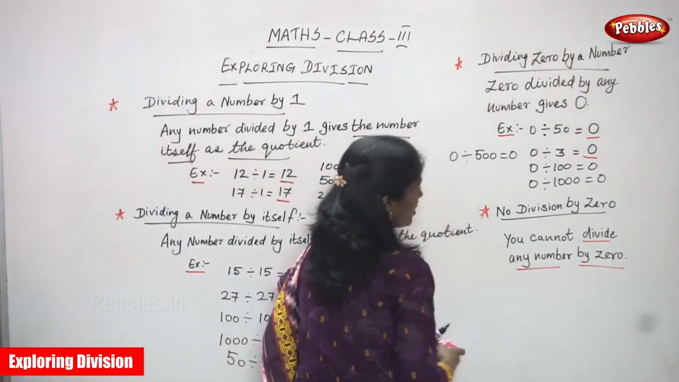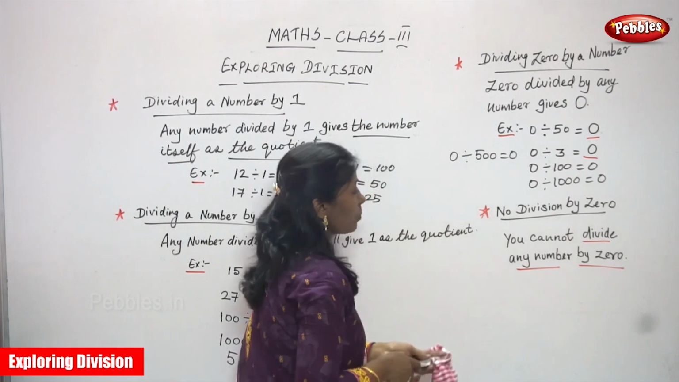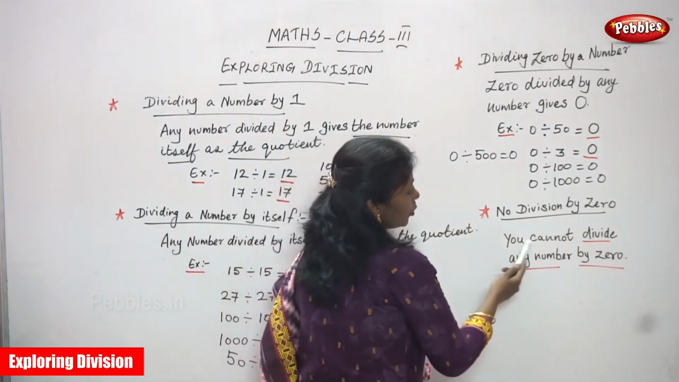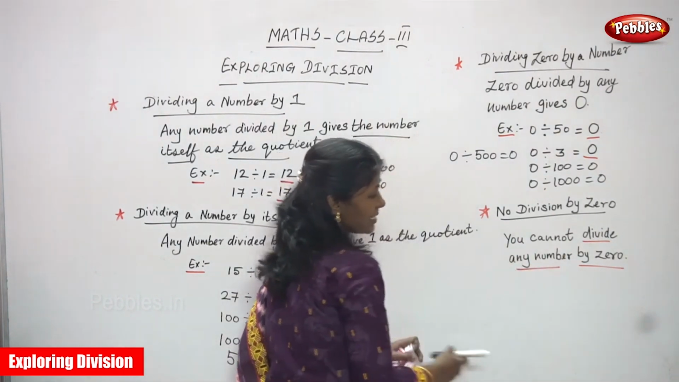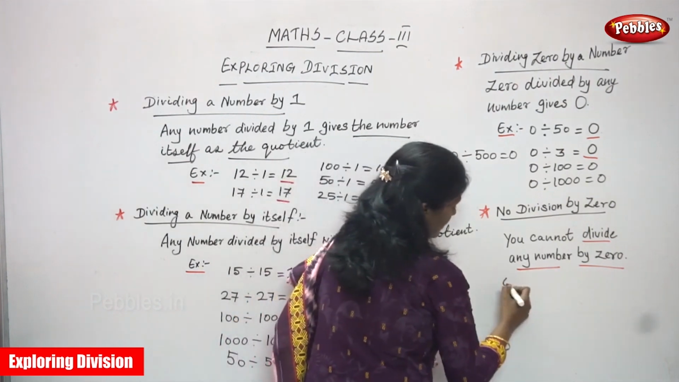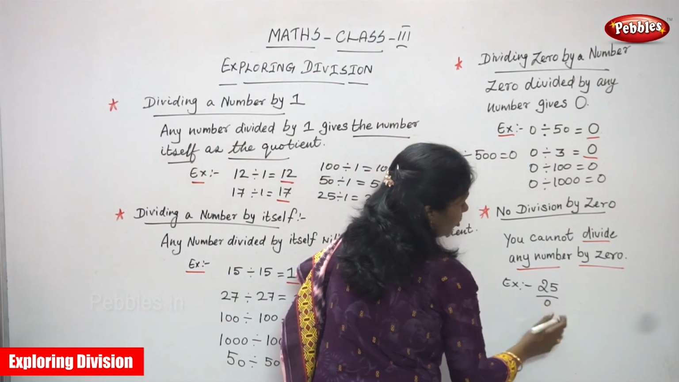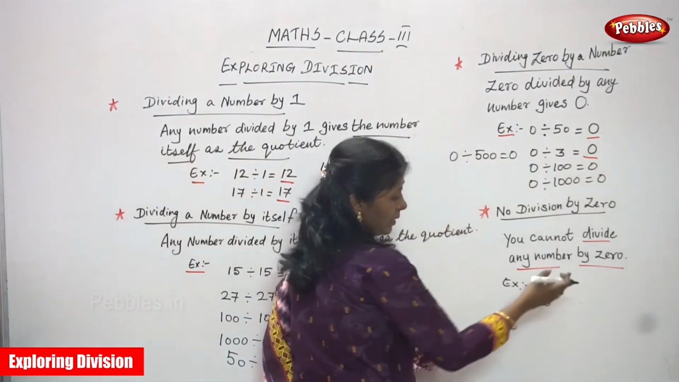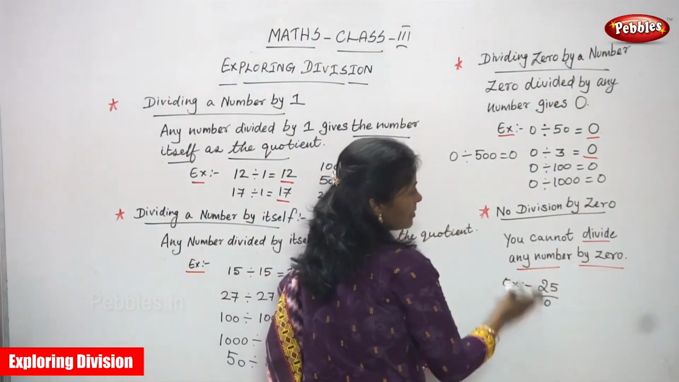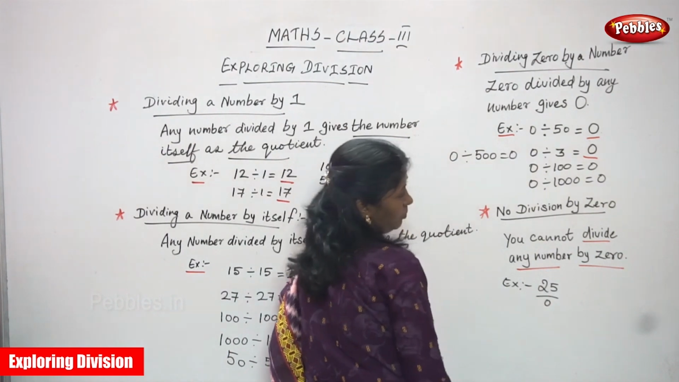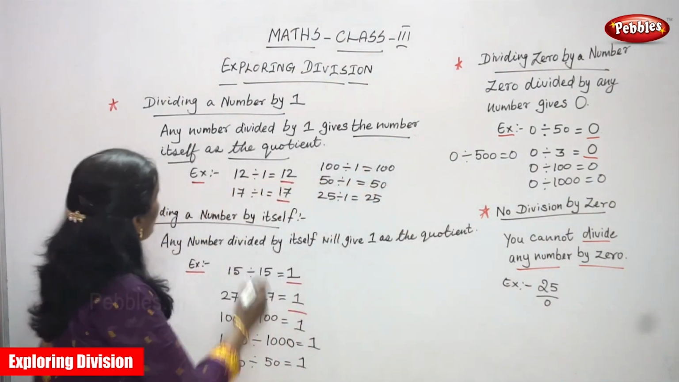No division by 0 means you cannot divide any number by 0. For example, I have written 25 divided by 0. That means you can't define it and you can't get the answer. That is the meaning. No division by 0. I think you understand all the properties.